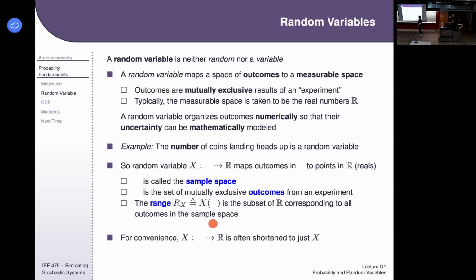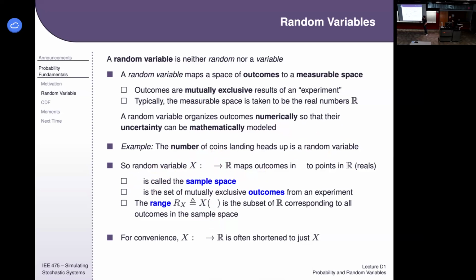There's shorthand that we're going to end up using. But imagine that this is some set. This is a capital omega, the outcome space. And so this random variable maps all of these outcomes to the real line, so it maps outcomes in here to the reals. We call the outcome space, the thing that goes here, the sample space.